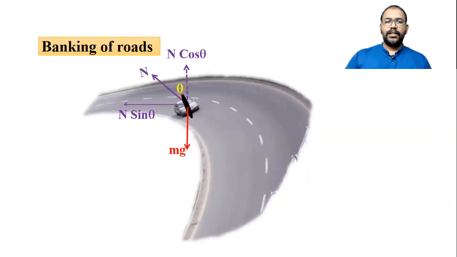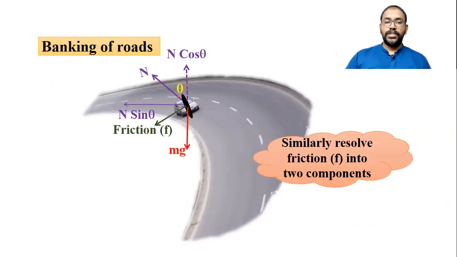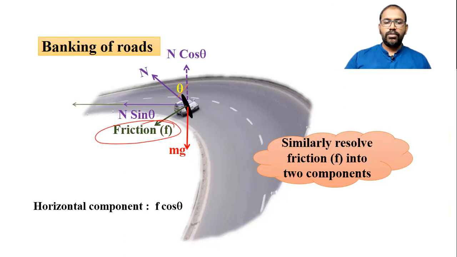Now after that, we have to discuss the third force acting on the vehicle, and it is friction. So you can see here the force of friction between tire and road. This force of friction we can also resolve into two components, f sin theta and f cos theta. If this is the force, then obviously this angle is theta.